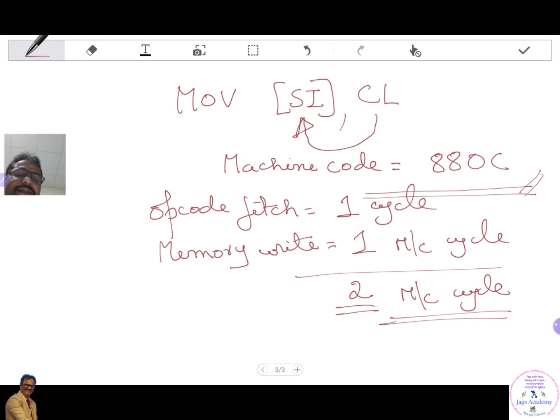Hope you are understanding this. So data is moved from the CL register to a memory location whose address is in the SI register. That means there is a memory write here. There is no memory data read here, only memory write. So it requires two machine cycles. Like this you can do different questions.